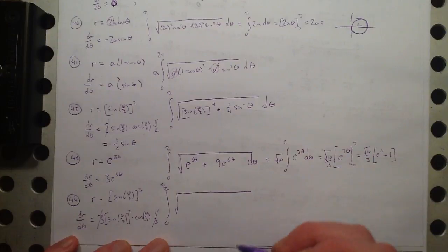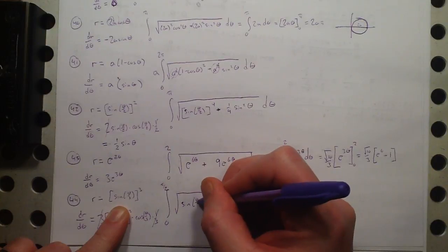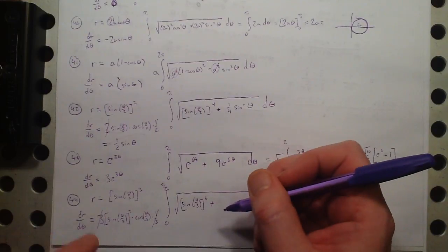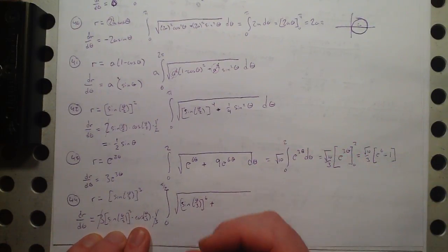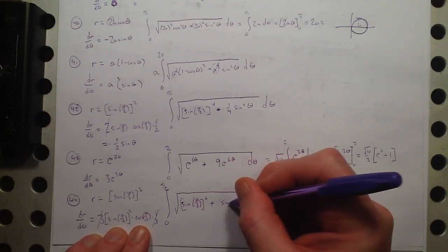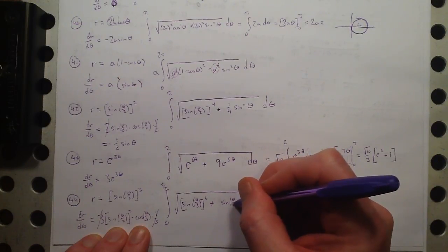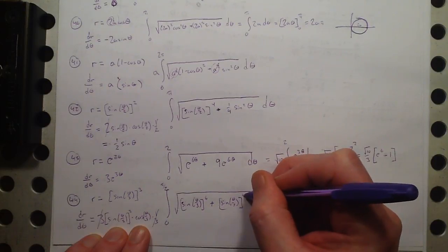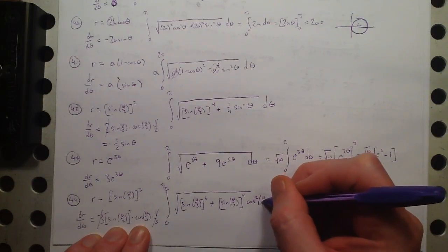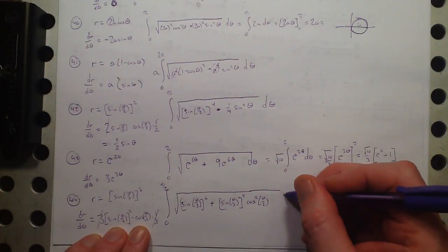And then just setting this up, I have r squared, that's sine of theta over 3 to the 6th plus dr d theta squared, which would be, let's see, sine of theta over 3 to the 4th times cosine squared of theta over 3. Sorry, that's a little bit inconsistent how I'm writing those. I did that one there and I did that one there, but you know how that works.